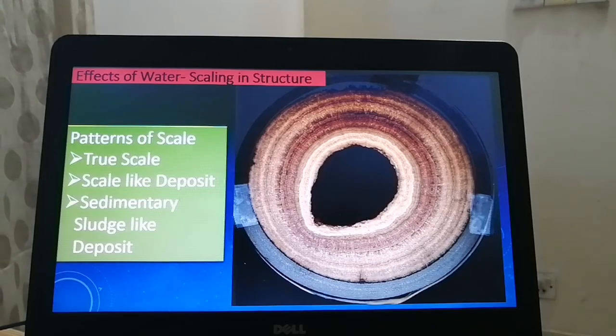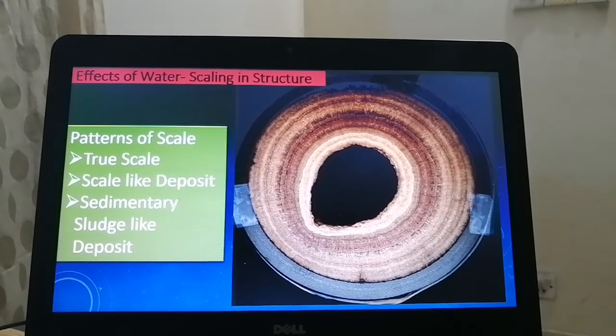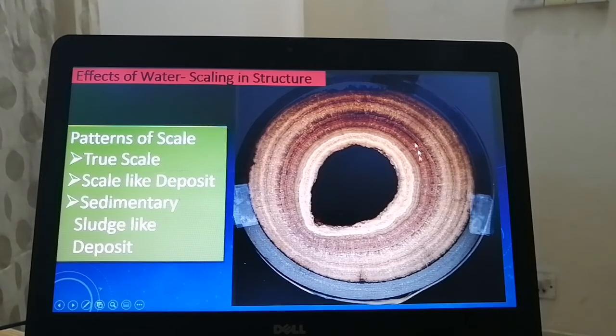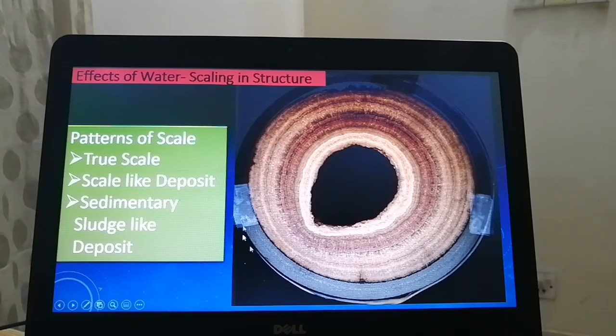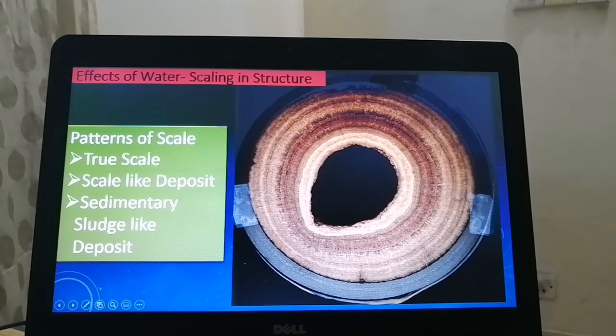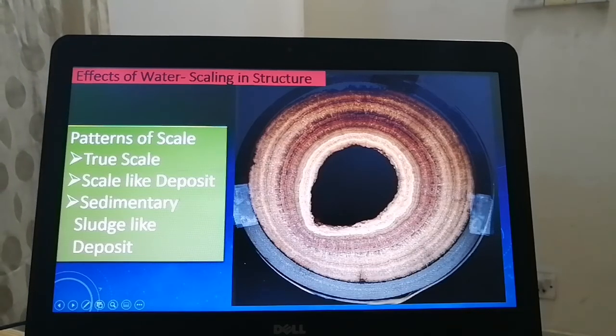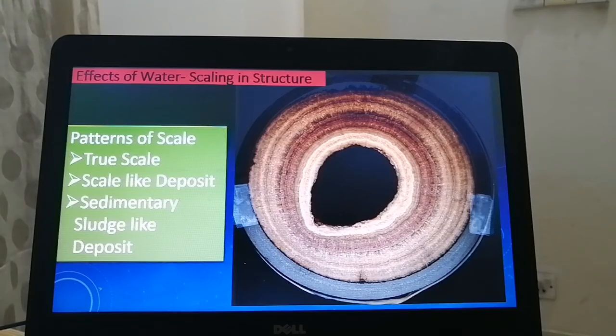Please write down in the comments. I'm waiting for your answer. How many layers did you easily identify on this scale? How many layers? Please write in the comments. I'm waiting for your answer. Please.